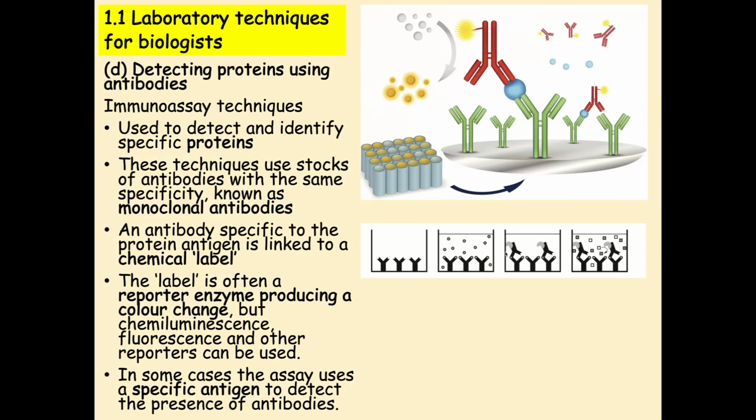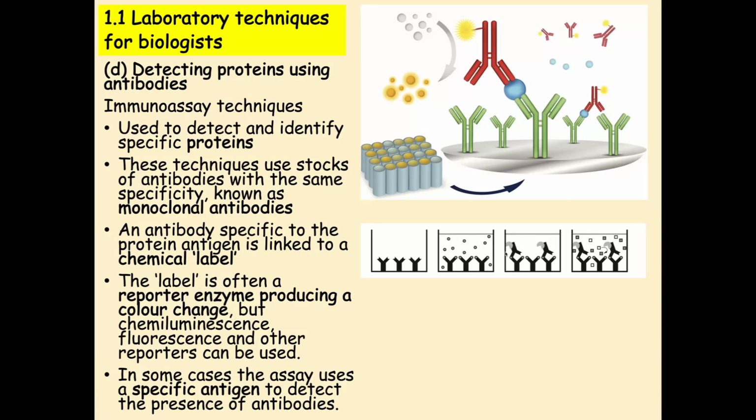Detecting proteins using antibodies. So we're going to look at immunoassay techniques. Now, these are used to detect and identify specific proteins. We might have a blood sample or something similar, and we're looking to identify a specific protein. It might be the antigens for a particular virus or whatever. These techniques use stocks of antibodies with the same specificity, which are known as monoclonal antibodies. They are clones, they are copies of the same antibody, it's one specific antibody, which is why it's monoclonal.